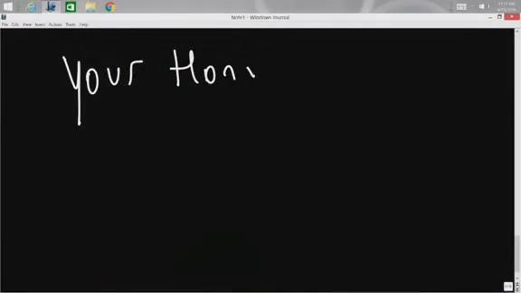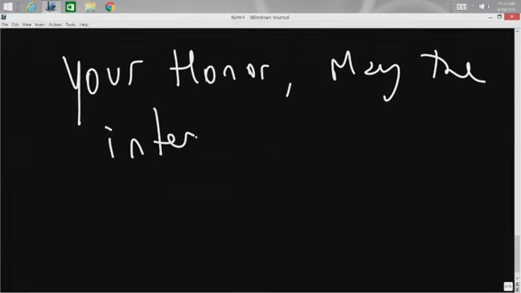That protocol says that in cases like that, you ask the judge the following question, and that is, Your Honor, may the interpreter inquire? So it's going to be, Your Honor, may the interpreter inquire?